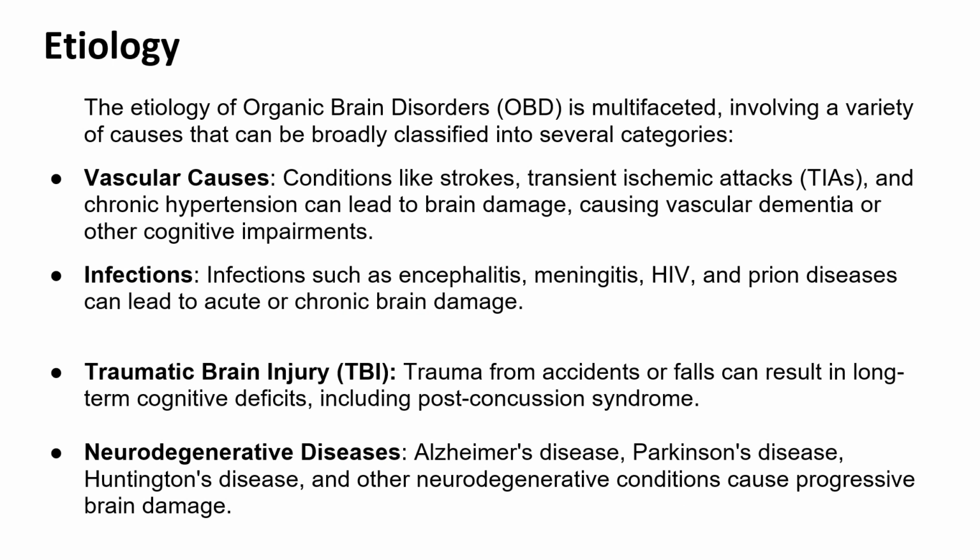Etiology, based on the causes, what can be the causes of organic brain disorder? There are several causes. Moving on to vascular causes like TIA, that is transient ischemic attack, or chronic hypertension or strokes, they can cause vascular dementia or other cognitive impairment. Infections like encephalitis, meningitis, prion disease, acute brain damage, can also result in organic conditions. Next, moving on to traumatic brain injury. Direct trauma, from an accident or any other cause, can cause post-concussion syndrome and cognitive deficit.